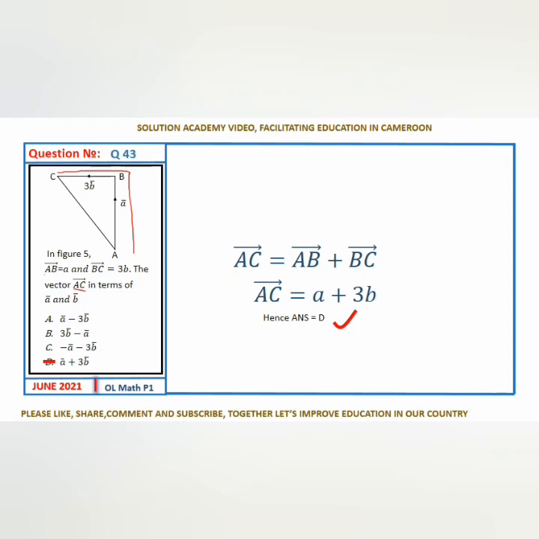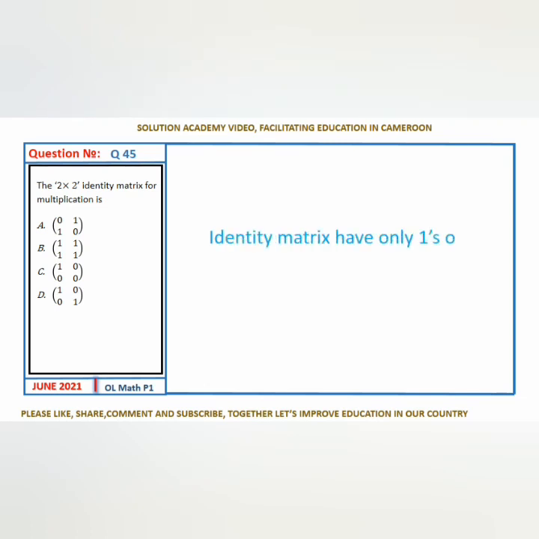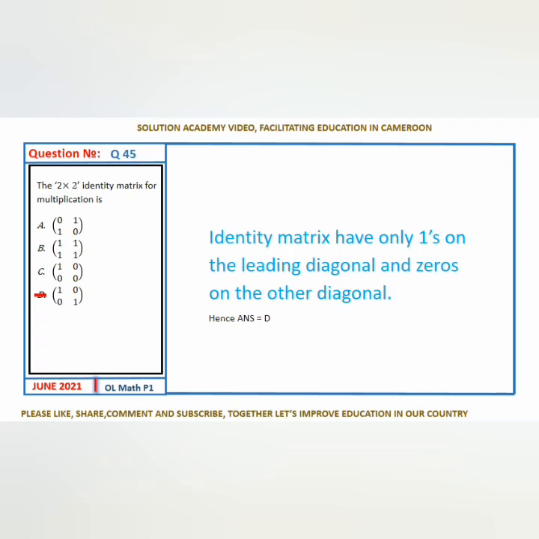Question number 45. The 2 by 2 identity matrix for multiplication is... For this question, you just have to know that the identity matrix has only ones on the leading diagonal and zeros on the other diagonal. Take note. So our answer is D. Take note of this.